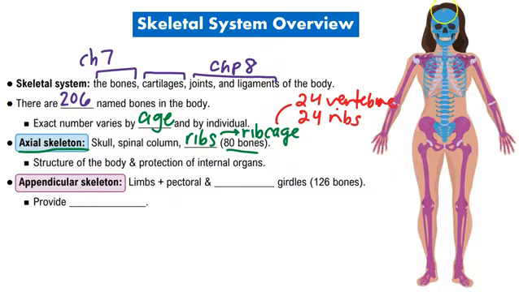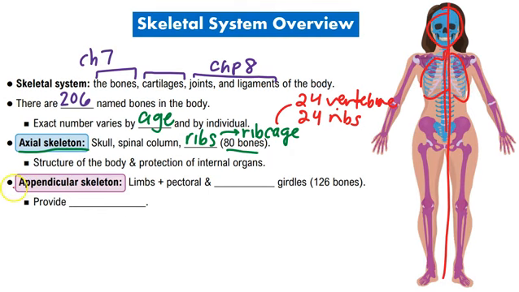The axial skeleton is here in blue. Of course, we have our skull, our vertebral column, and then our thoracic cage or rib cage. As you can see, this goes along the axis of your body, which is why it's called axial. It gives your body structure, and it protects some of the most precious internal organs, like our brain, our lungs, and our heart, for example.